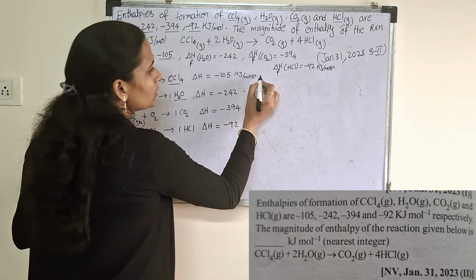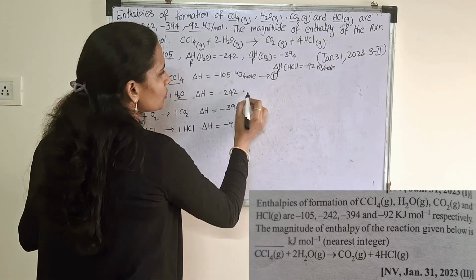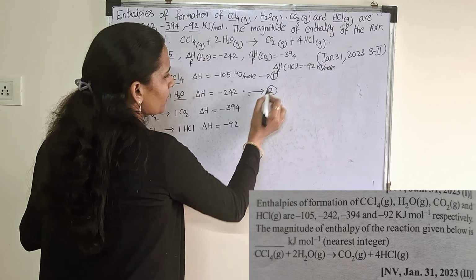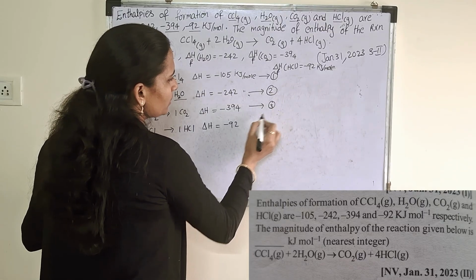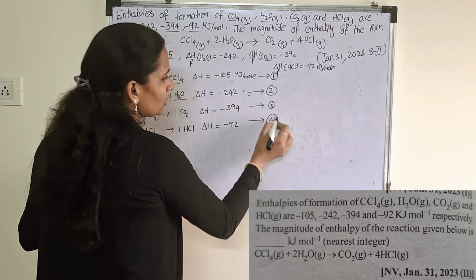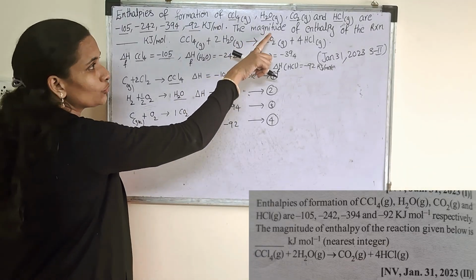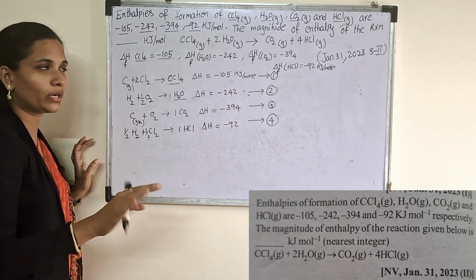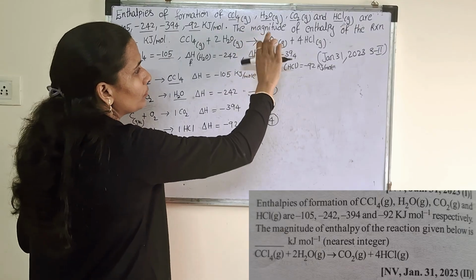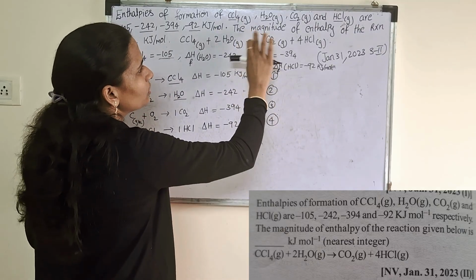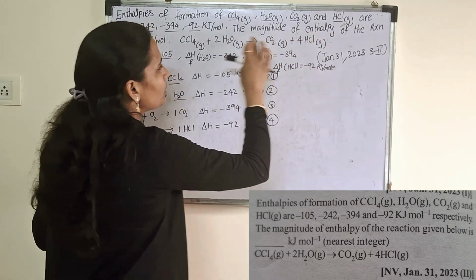So first of all, take this as the first equation, second equation and third equation, and this is the fourth equation. Now what they are asking is delta H for the magnitude. Magnitude means we have to take it as only a positive term: the magnitude of enthalpy of the reaction.